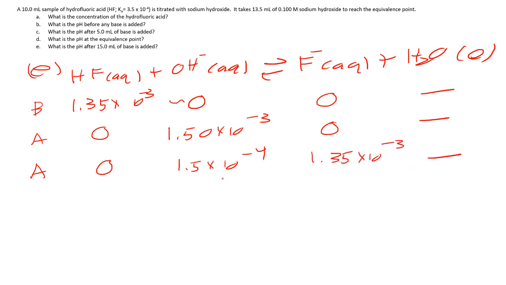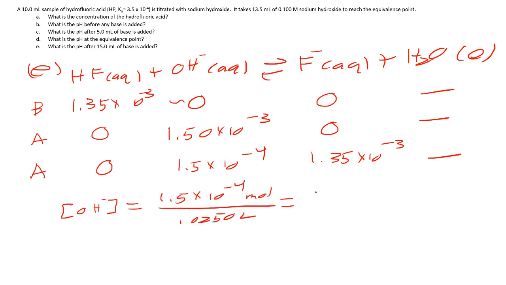Now in this case, since we have excess strong base, that's going to be significantly more important than the F minus that we have left over. The OH minus is going to more significantly contribute to the overall pH, so we're going to just worry about the OH minus concentration, not the F minus. So we know that OH minus is equal to 1.5 times 10 to the minus 4 moles divided by the new volume, which is 0.0250 liters, and we're going to get that it is a 6.00 times 10 to the minus 3 molar solution of hydroxide.